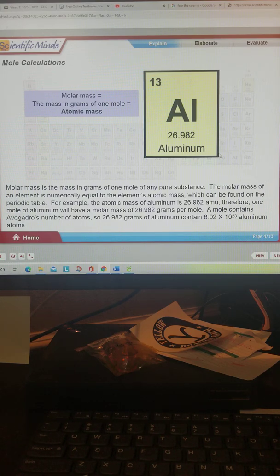For example, the atomic mass of aluminum is 26.982 AMU. Therefore, 1 mole of aluminum will have a molar mass of 26.982 grams per mole. A mole contains Avogadro's number of atoms, so 26.982 grams of aluminum contain 6.02 times 10 to the 23rd aluminum atoms.